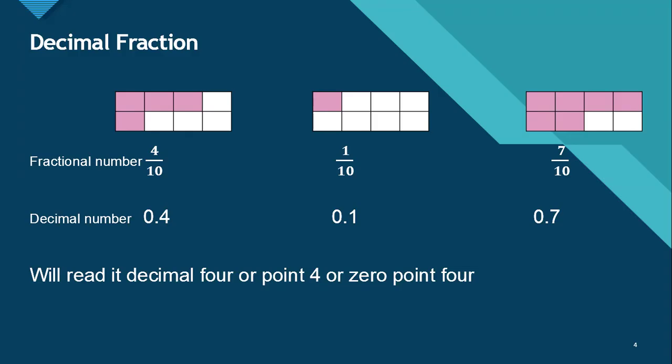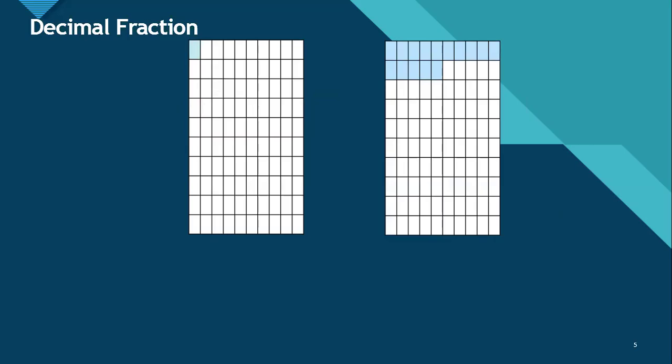Now we will move to the next representation, decimal fractions with a denominator of 100. Suppose we have a paper divided into 100 parts. If we cover the first part, how do we represent it as a fraction? The first picture will be 1 by 100. The second picture represents 15 parts out of 100, so we write 15 by 100.